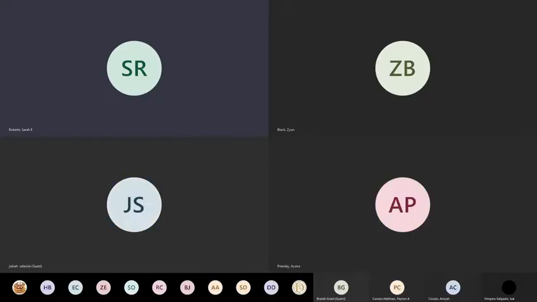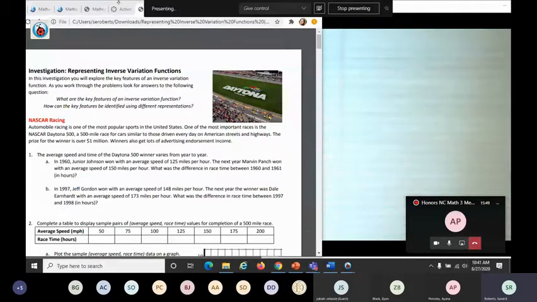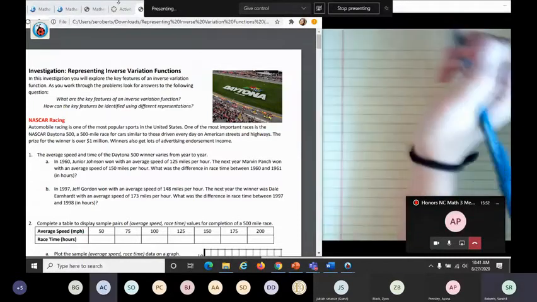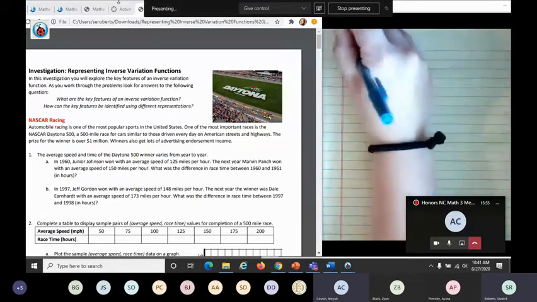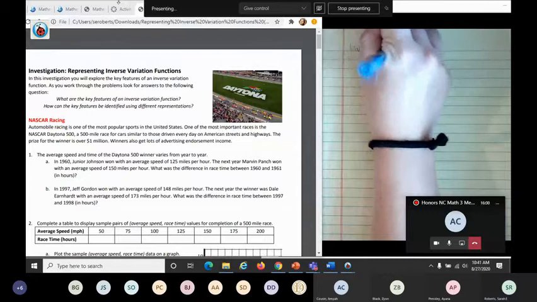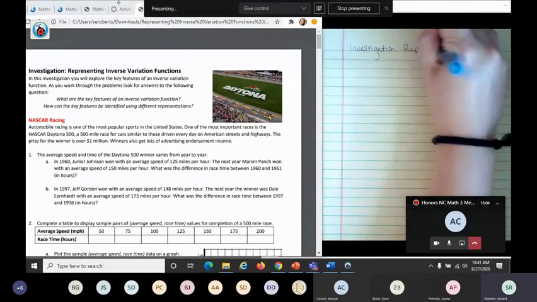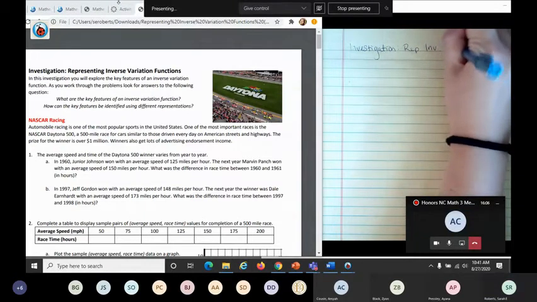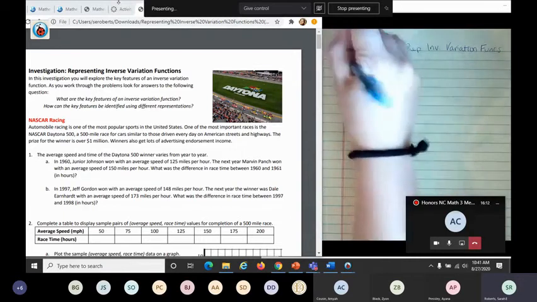We, I believe, talked through at least part of number one. Well, is that true? Did we go through number one together? No. Okay, we didn't. So here is our investigation. We are representing inverse variation functions. All right, and we'll go ahead and talk through number one.